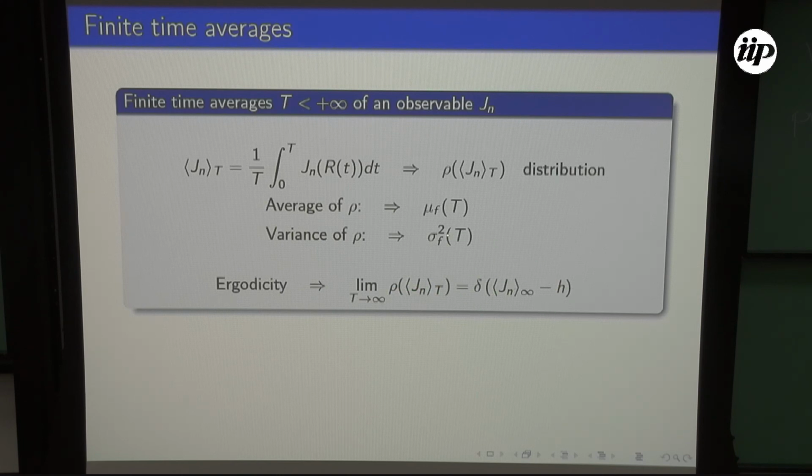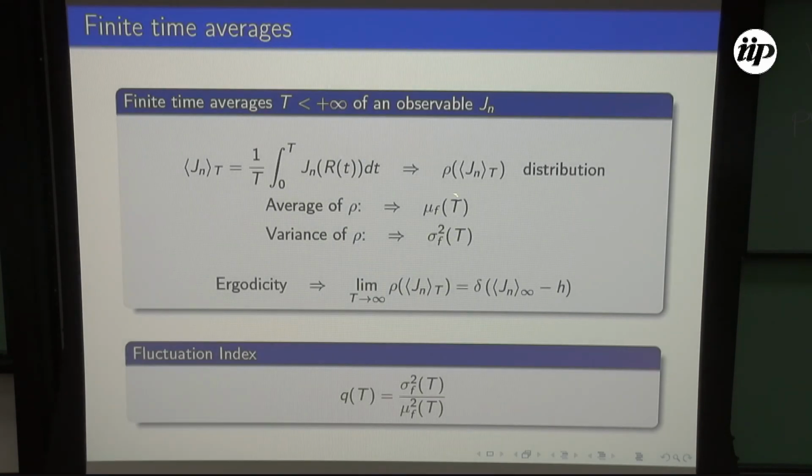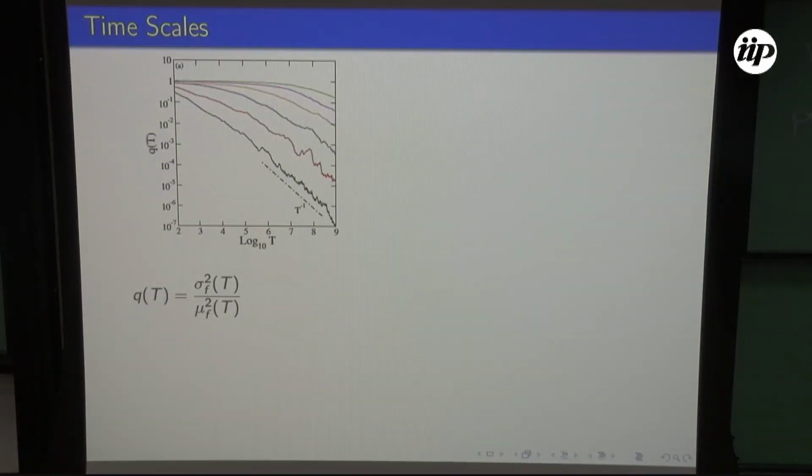How do we do that? We want to look at how the variance converges to 0. And instead of looking at that precisely, we just take the variance, and then we divide it by the average of this distribution squared to make this fluctuation index a dimensionless quantity. Now, we do that, and here are some examples.